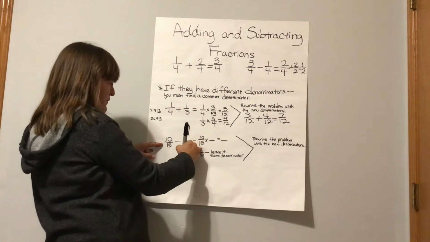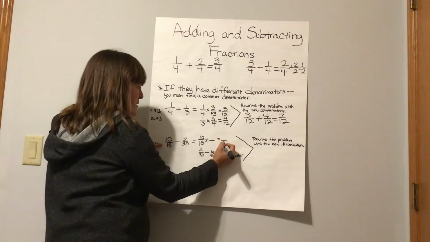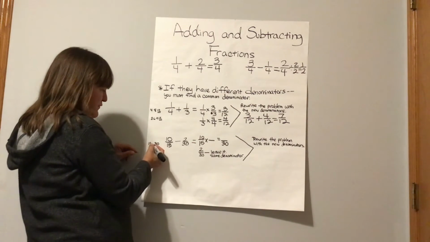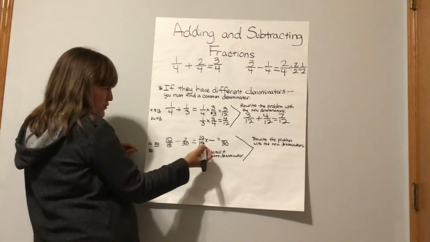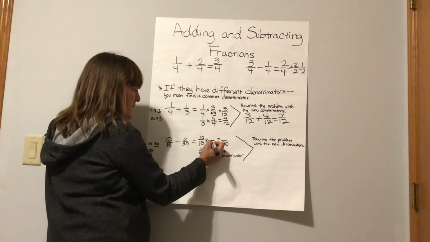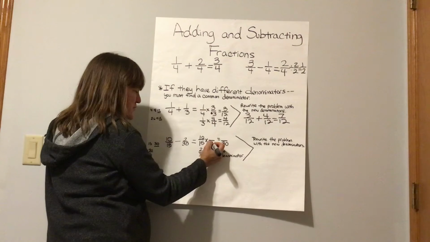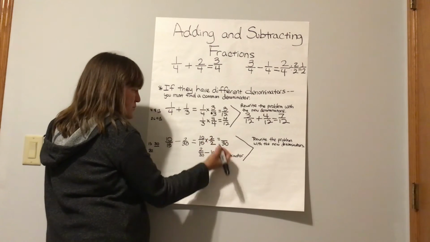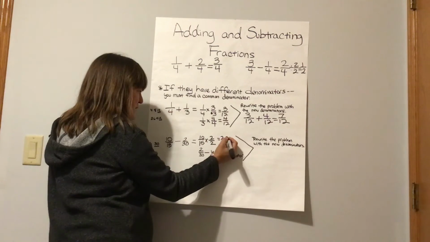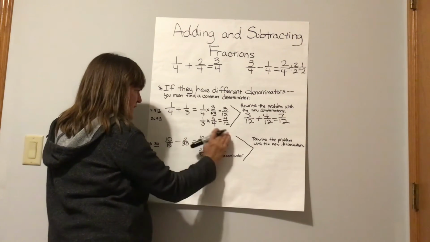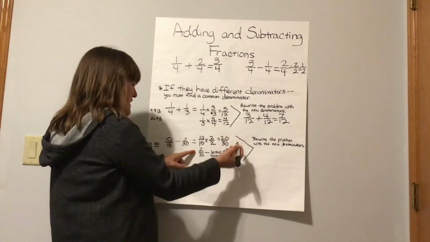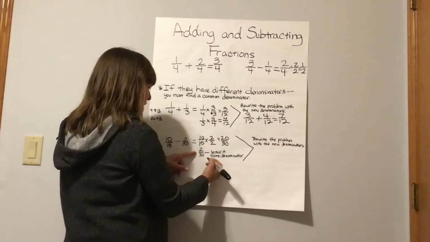So 10 over 15. What am I going to multiply 15 by to get 30? If you look over here, 1, 2, so it'd be 2. 2 times 15 equals 30. If I multiply the denominator by 2, I also need to multiply the numerator by 2. And 2 times 10 is 20. So now 10 over 15 has become 20 over 30. Okay? Now, rewrite the problem.